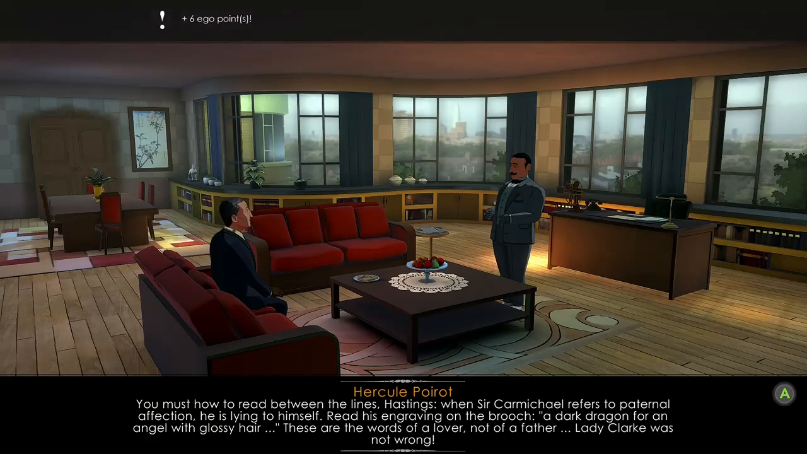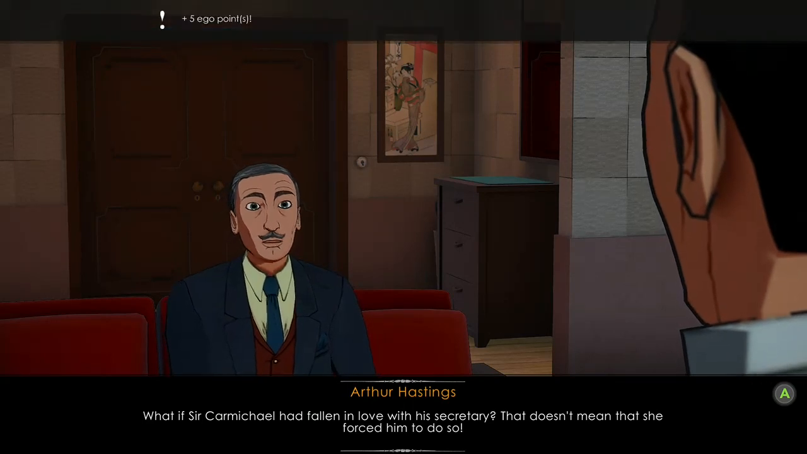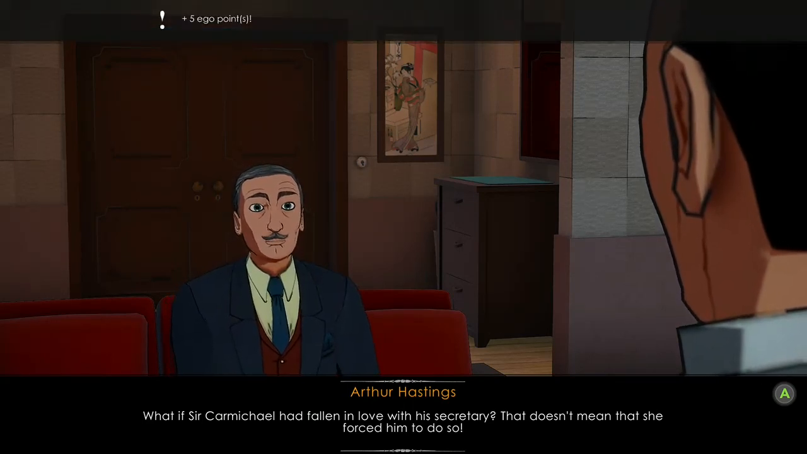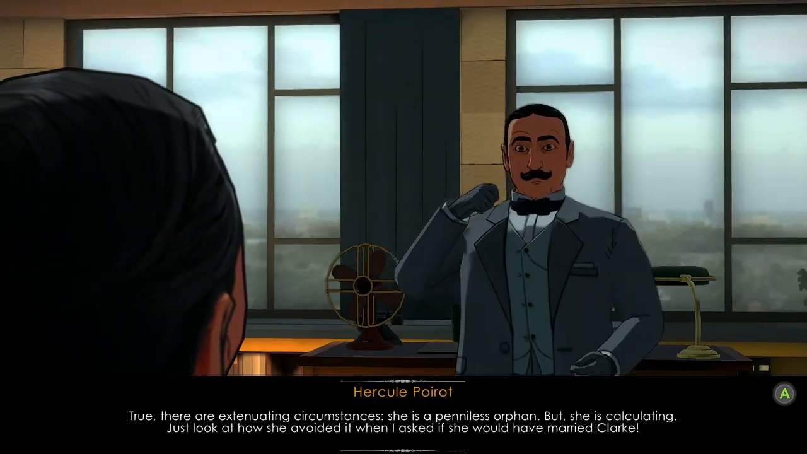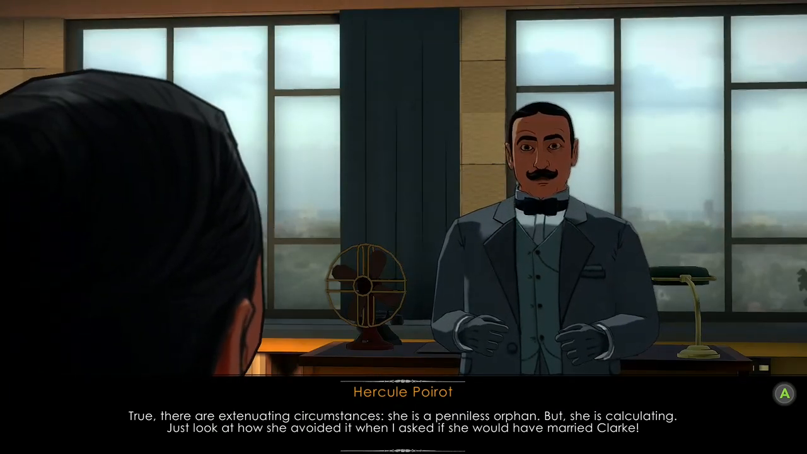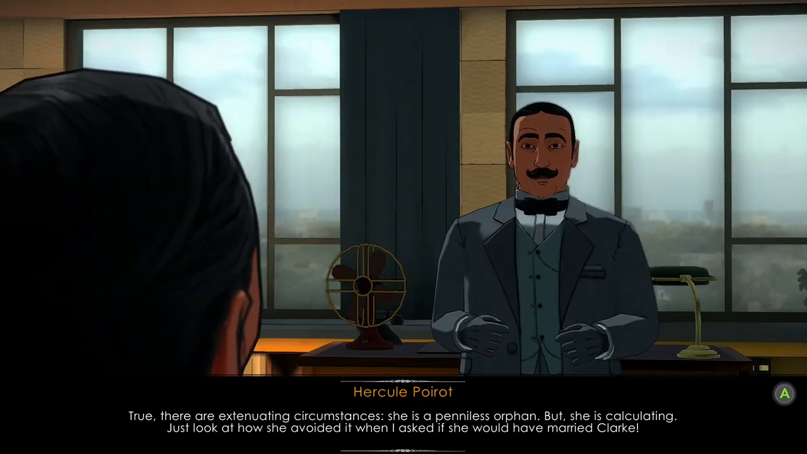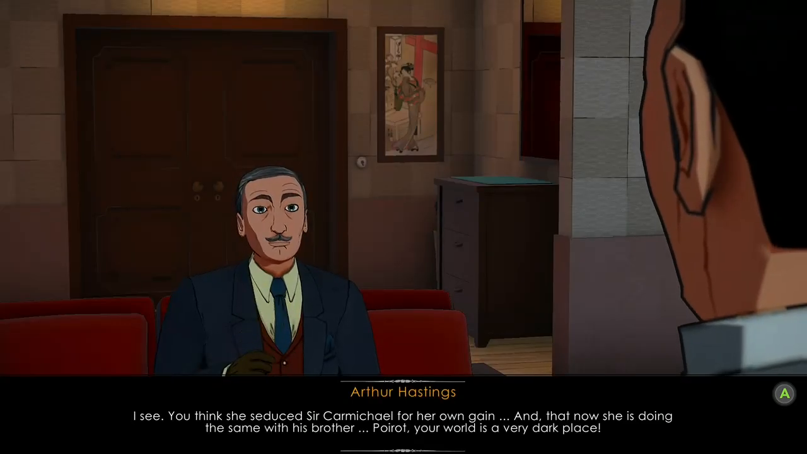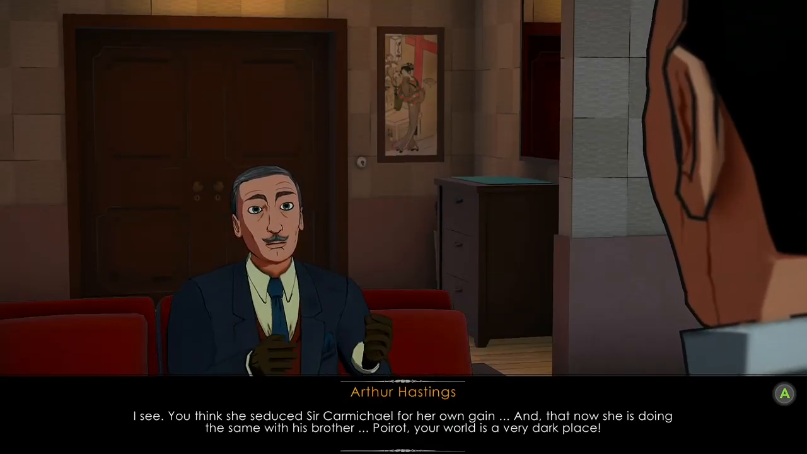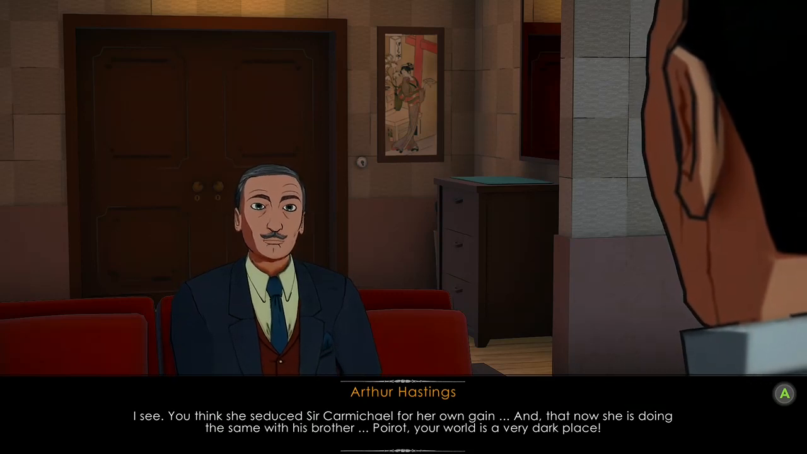Lady Clark was not wrong. What if Sir Carmichael had fallen in love with his secretary? That doesn't mean that she forced him to do so. True, there are extenuating circumstances. She is a penniless orphan. But she is calculating. Just look how she avoided it when I asked if she would have married Clark. I see. You think she seduced Sir Carmichael for her own gain, and that now she is doing the same with his brother. Poirot, your world is a very dark place.